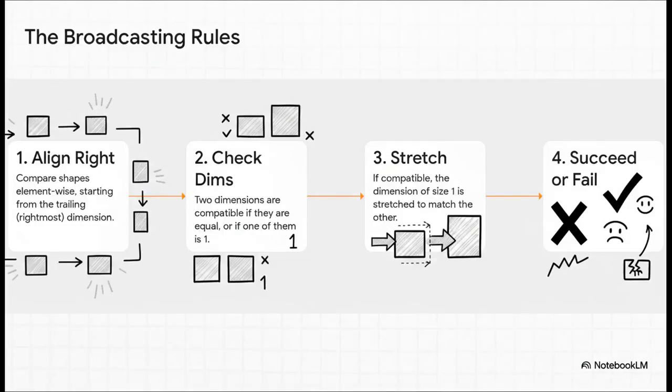So how does NumPy decide if two arrays can be broadcast? Well, it's not magic. It follows a very strict set of rules. First, it lines up the shapes of the two arrays from the right side. Then, moving from right to left, it compares the dimensions. Now, for each pair of dimensions, the broadcast can happen if they are equal or if one of them is 1. If one is 1, it gets stretched to match the other. If at any point that rule isn't met, the whole thing fails with a value error.